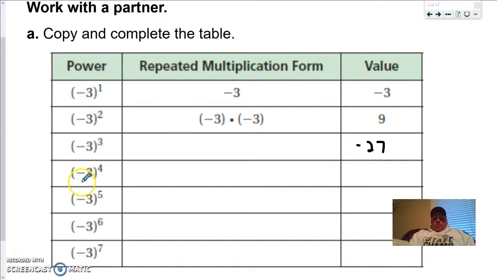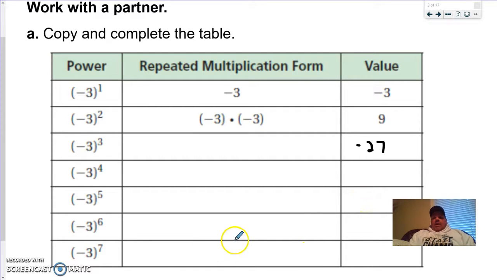So in this answer, negative 3 to the fourth means negative 3 times negative 3 times negative 3 times negative 3. That gives us a positive 81 because there are 4 negatives, and 4 negatives make a positive answer. When we have our next answer, we have 5 negative 3s. That gives us a negative answer, so we would have negative 243.